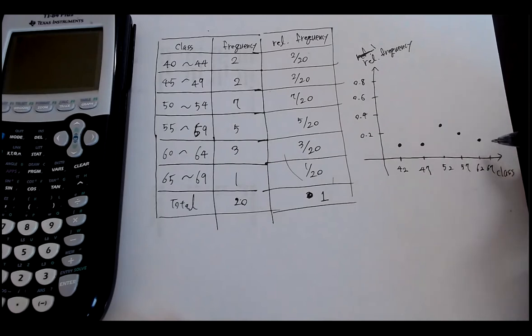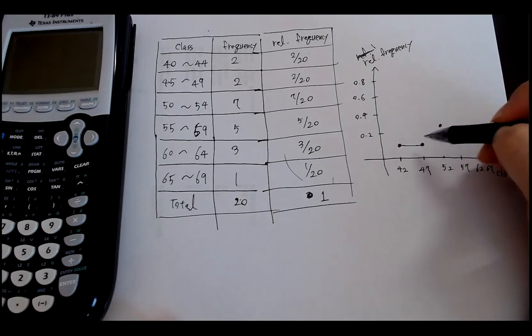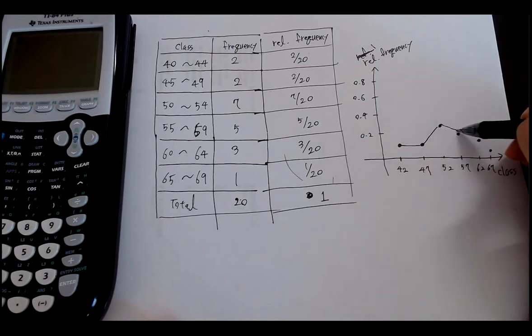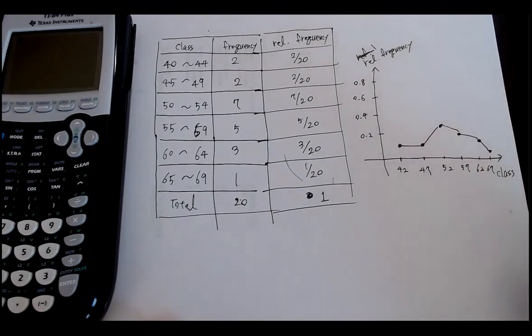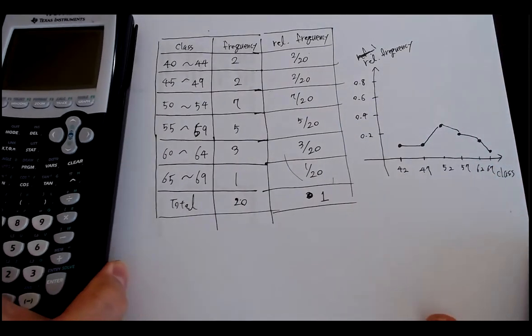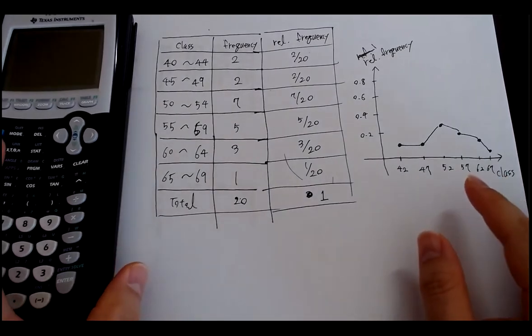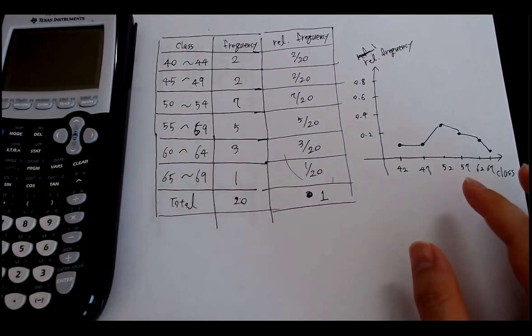And then this is 0.05, right? So maybe right here. Okay, so we just connect all the dots like this. Okay, so now you can see that it's not quite accurate. Right? This graph is not quite accurate. So let me plot the frequency distribution, relative frequency polygon using the calculator.